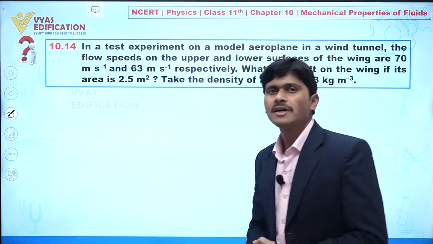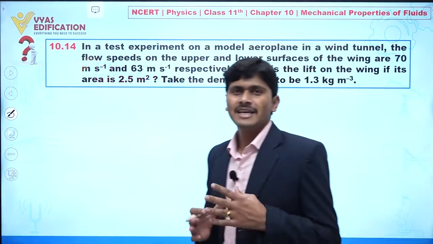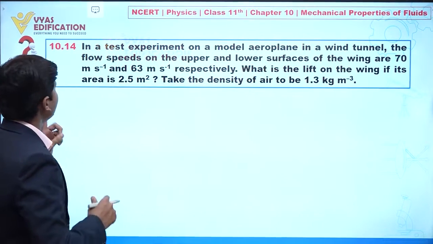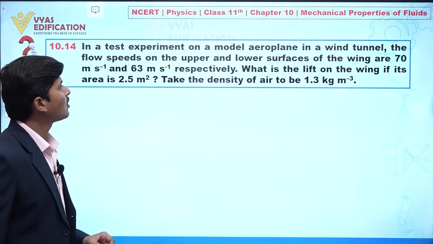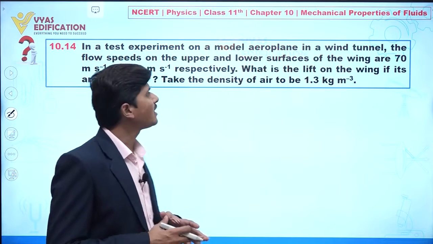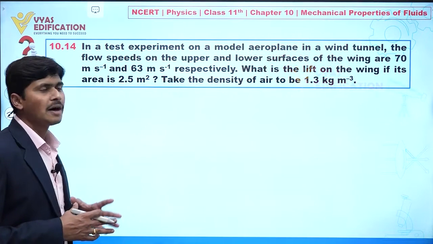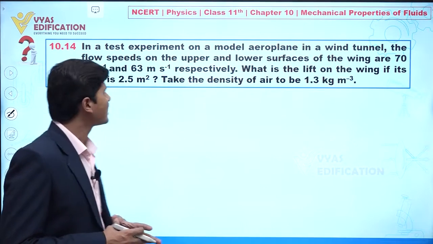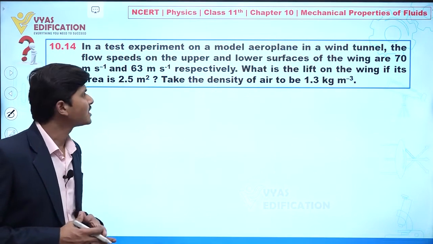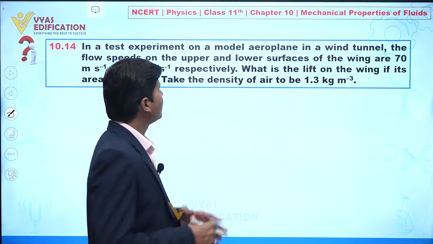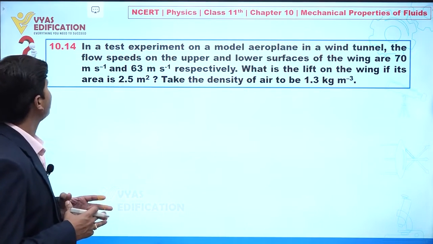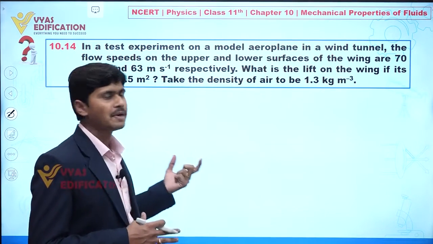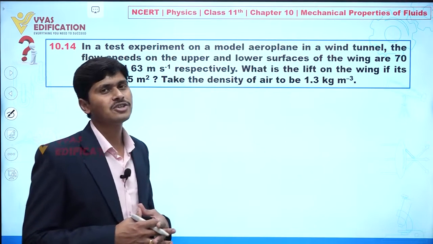discuss question number 10.14, and in this question it is given to you: in a test experiment on a model aeroplane in a wind tunnel, the flow speed on the upper and the lower surfaces of the wing are 70 meter per second and 63 meter per second respectively. What is the lift on a wing if its area is 2.5 meters square and the density of the air is also given to you?